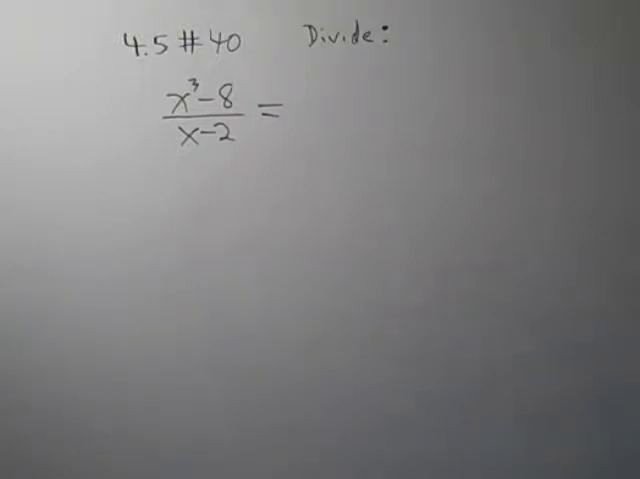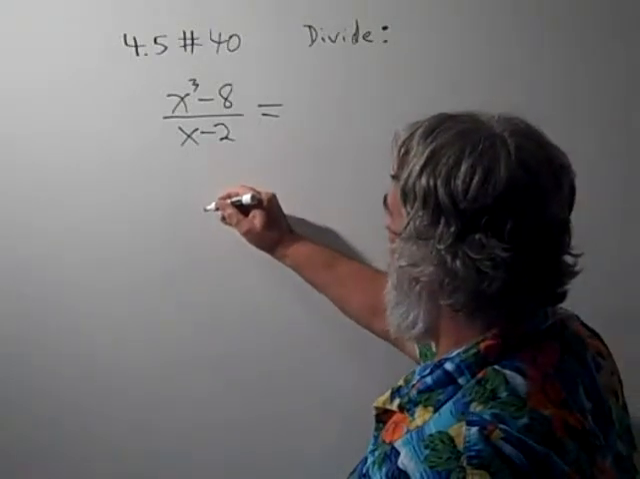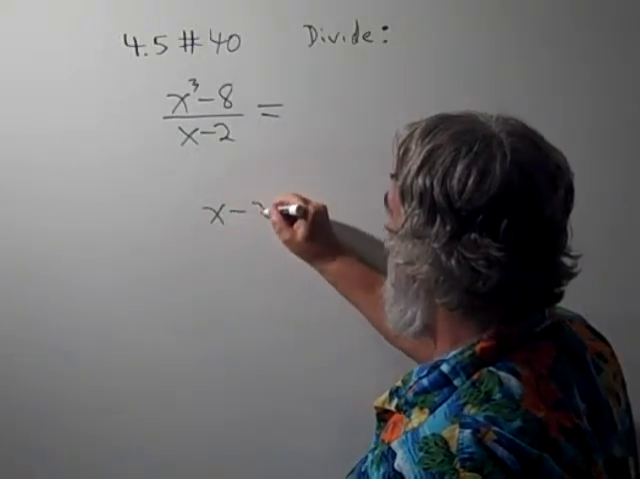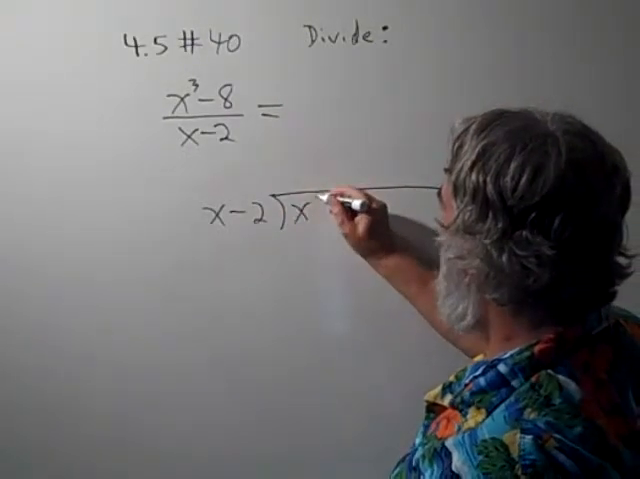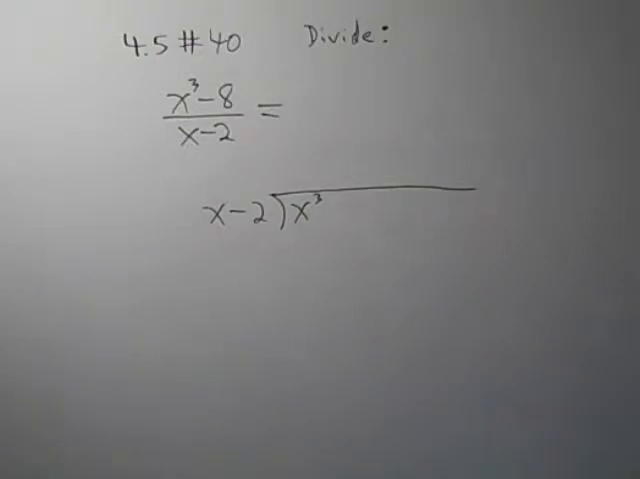Okay, now we're to divide these two binomials, a third degree binomial divided by a first degree binomial. So we're going to set up the long division process, and how many times does x minus 2 divide into x cubed minus 8? Now, it's very important at this point to put in 0 placeholders.